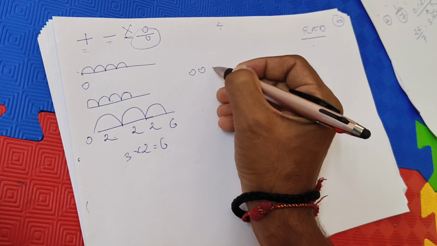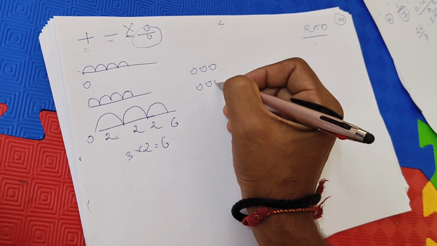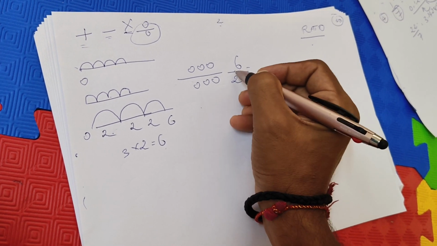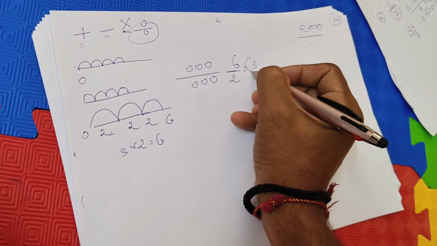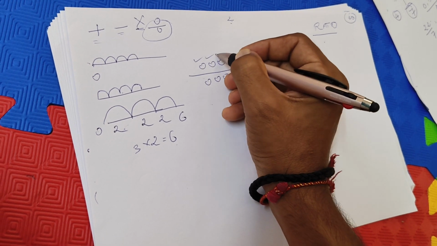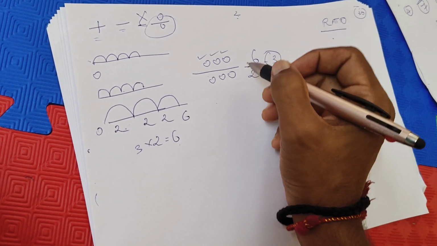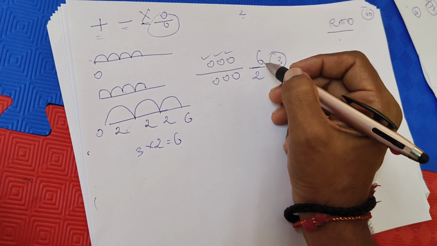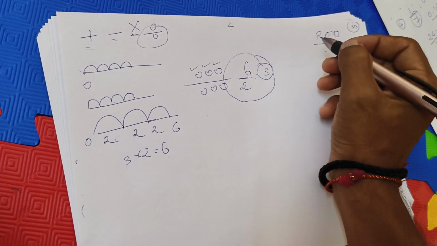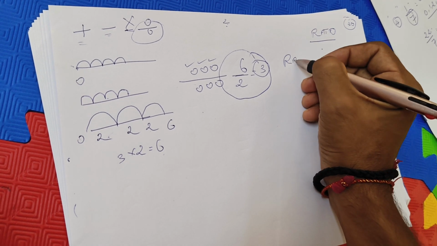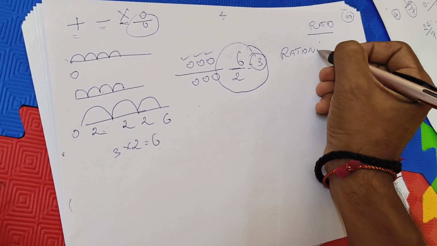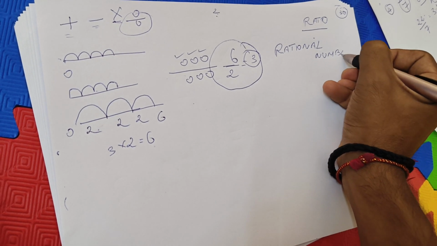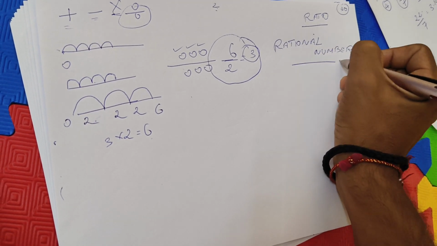It is equal grouping. If we take 6 things and divide them into 2 equal parts, you will get 3 in each set. That is called division. Dividing is nothing but equal groups. So in such a case, we know this gives you a rational number. What is called a rational number? When it is a ratio of two numbers, it becomes a rational number.